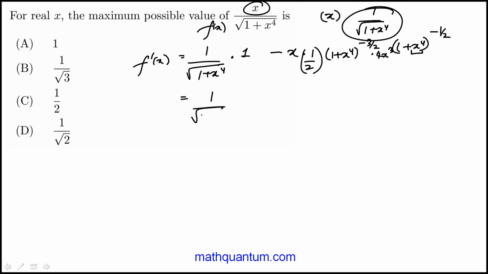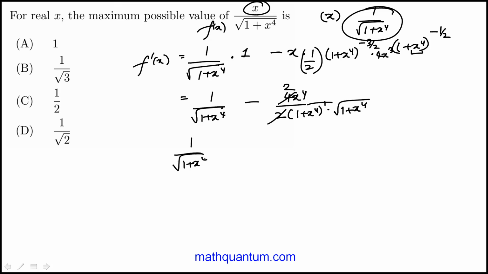So that becomes, of course, this is more work. Minus 4x to the 4 over 2, and then 1 plus x to the 4. 3 over 2 goes down, so you can write it as 1 plus x to the 4th times square root. That becomes 2x to the 4th. I can pull out this, and then I get 1 minus 2x to the 4 over 1 plus x to the 4th.